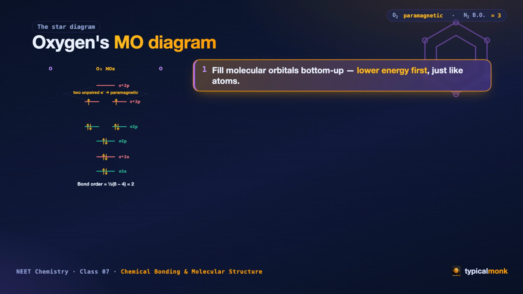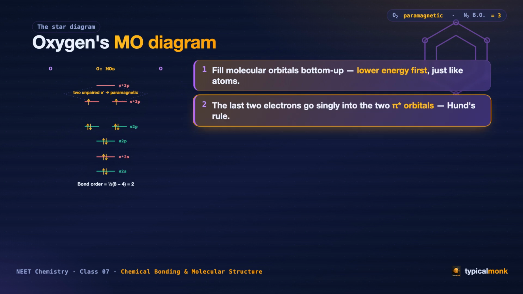Look at this diagram slowly, because it is the crown jewel of the whole theory, the molecular orbital diagram of oxygen. On each side sit the atomic orbitals of one oxygen atom. In the middle, the molecular orbitals they form, stacked by energy, low at the bottom, high at the top. First, we fill the electrons from the bottom up, lowest energy first, exactly as we do inside an atom. Oxygen brings 16 electrons in total, and we drop them in, level by level.